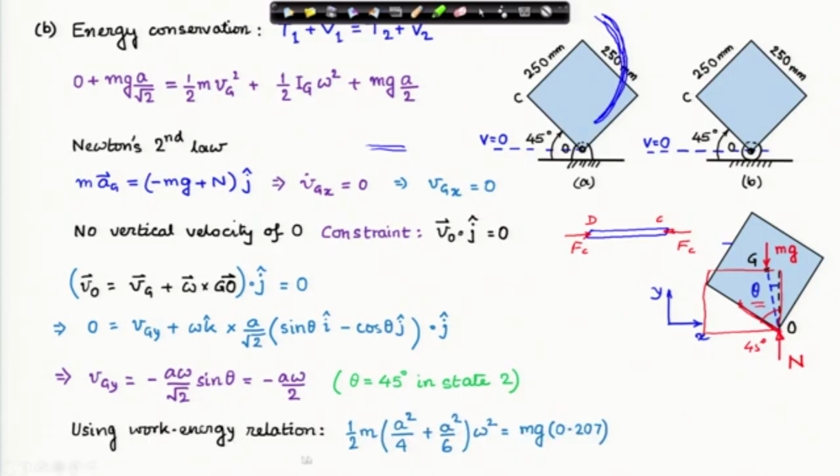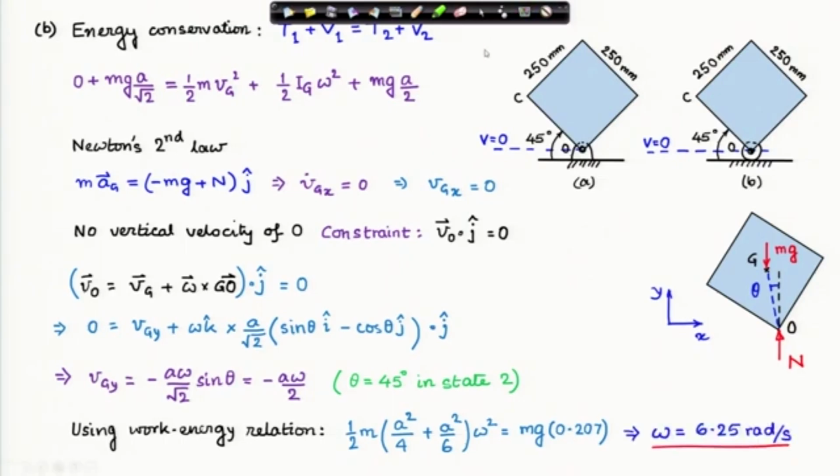Now, I use the work energy relation. I get this. I have the kinetic energy, the net kinetic energy, and this is the potential energy. If I use that, I get omega as 6.25 radian per second. This is the angular velocity in the final state of the system.